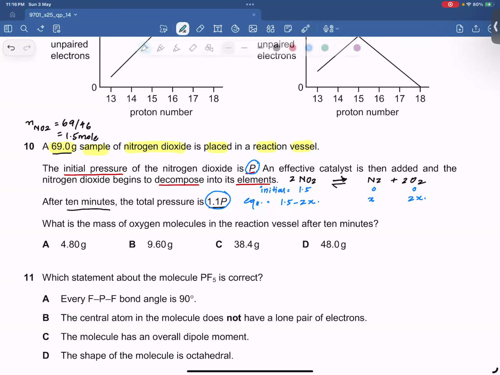So from here I can find the total moles. That's 1.5 minus 2x plus x plus 2x. So this plus 2x and minus 2x cancel out with each other. So the total moles would be 1.5 plus x. Okay. So total pressure would be how much?